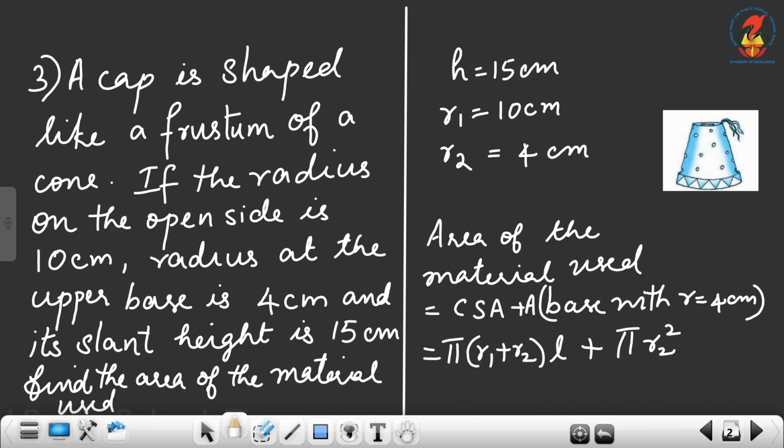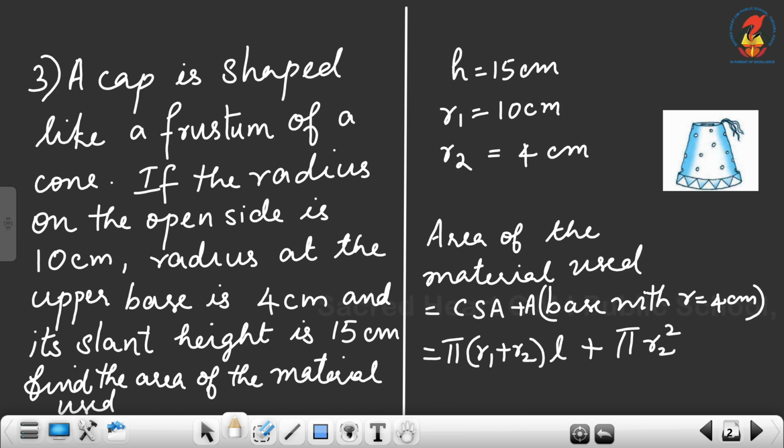A cap is shaped like a frustum of a cone. If the radius of the open side is 10 centimeter and radius at the upper base is 4 centimeter and slant height is 15 centimeter, find the area of the material used.